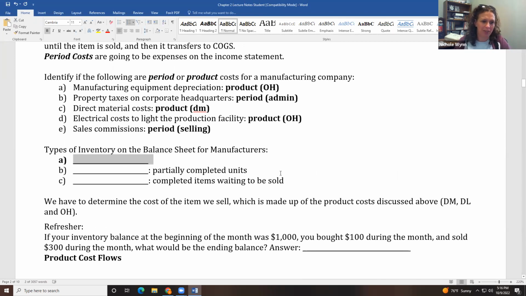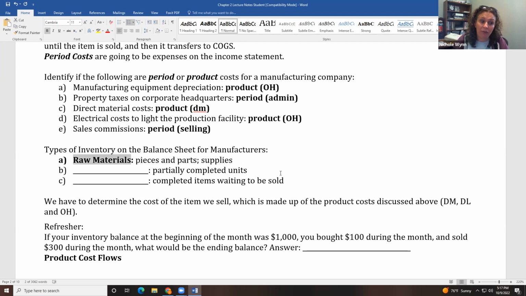So there are three different types of inventory. The first one will be called raw materials. Raw materials are the pieces and parts, and we can actually put that here if we want. It also could be supplies, like cleaning supplies and things, lubricants for the machines. All of those can go in raw materials.